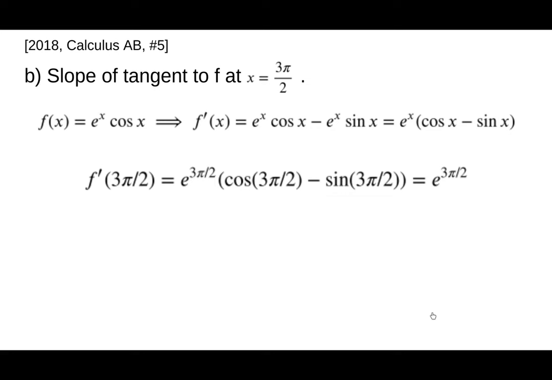So to get the slope of the tangent to f at x equals 3 pi halves, we're going to evaluate f prime at 3 pi halves, which is e to the 3 pi halves times (cosine 3 pi halves minus sine 3 pi halves). Cosine 3 pi halves is 0. Sine 3 pi halves is negative 1. 0 minus negative 1 is positive 1. So we just get e to the 3 pi halves. So the slope of the tangent line to f at x equals 3 pi halves is e to the 3 pi halves.